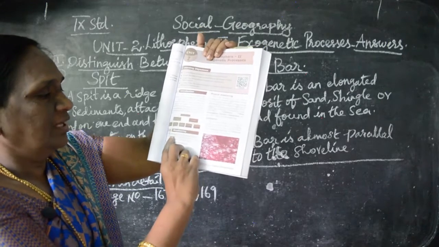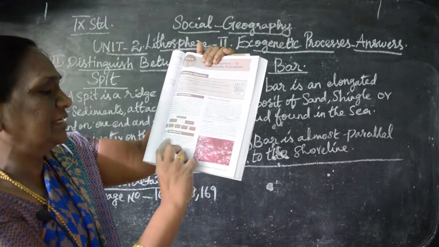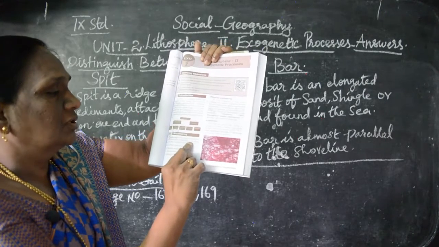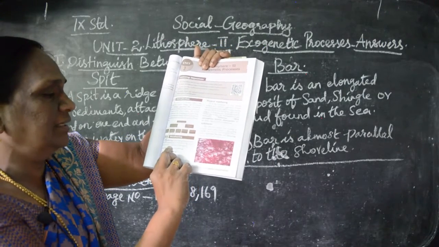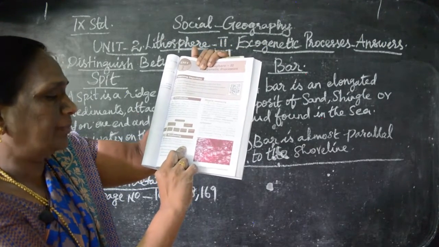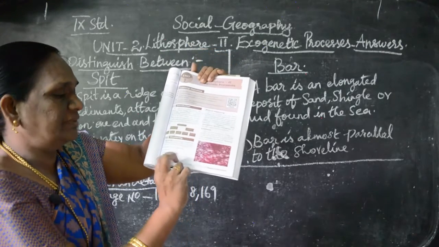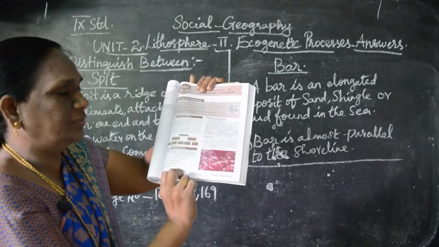First detail. Weathering is a breaking, disintegration and decomposition of materials of the earth's crust by the exposure to atmosphere. There are 3 types of weathering: physical weathering, chemical weathering and biological weathering.